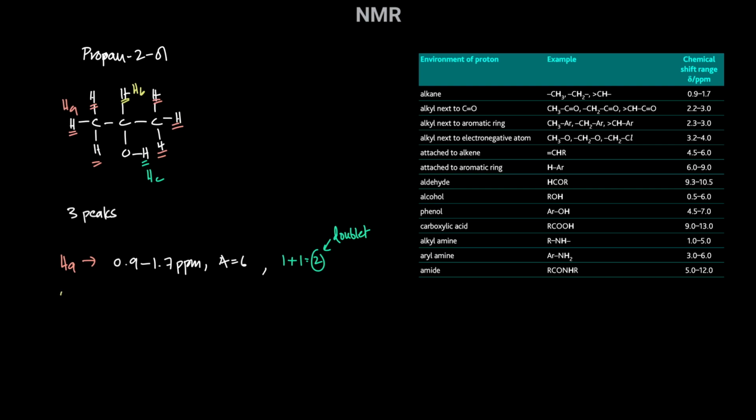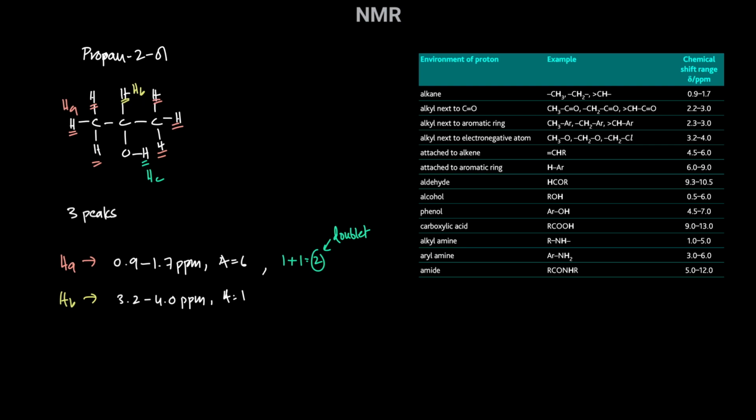Now, if you think about HB, this is HB. That's a hydrogen on a carbon that's directly bonded to an oxygen. So it'll shift in the range 3.2 to 4.0 parts per million. Right, so the chemical shift will be 3.2 to 4.0 parts per million. The relative area will be 1 because we just have 1 proton in this environment, right?